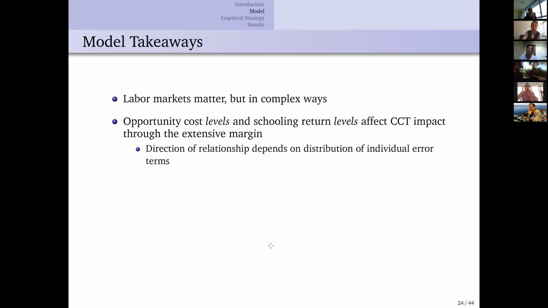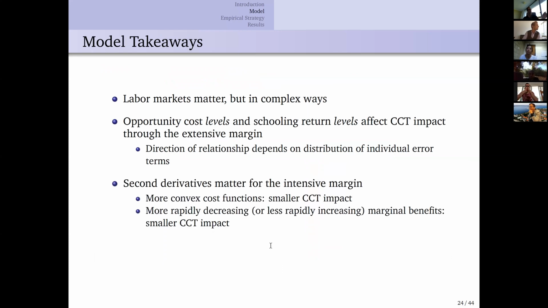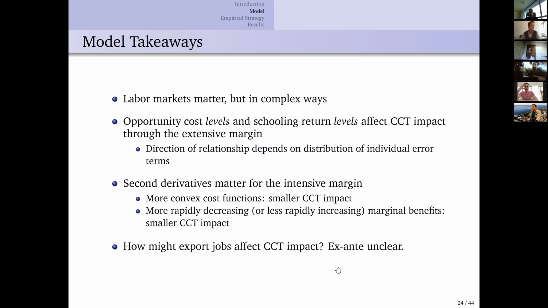Okay, so I was at the model takeaways now. The second part of the second piece that I was talking about was intending to emphasize the second derivatives, and those are what matter for the intensive margin. Essentially, if you have more convex cost functions, you're going to get a smaller CCT impact. If you have more rapidly decreasing marginal benefits, you're going to have smaller CCT impact. So when you think about how exporting jobs are going to affect the CCT impact, given all these complex channels, it's really unclear ex ante what's going to happen.